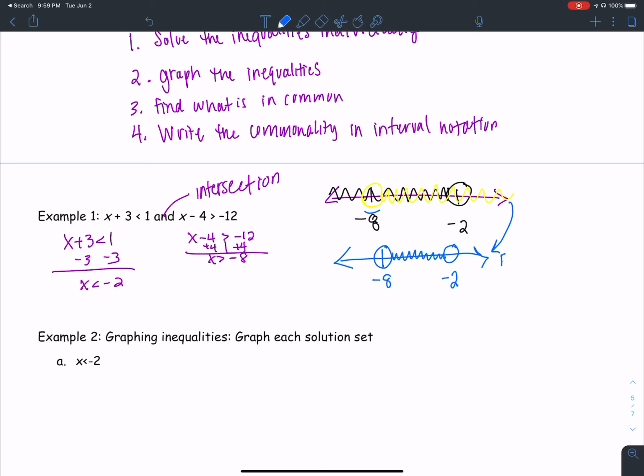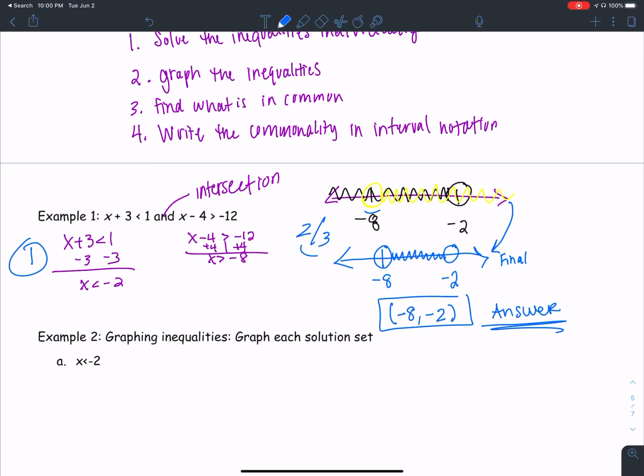So this is my final answer. I took the intersection, what they have in common, and so my answer in interval notation is (-8, -2). Just so we know where to stop, a lot of times you struggle with where to stop, and so this was step 1, step 2, step 3, and then step 4.